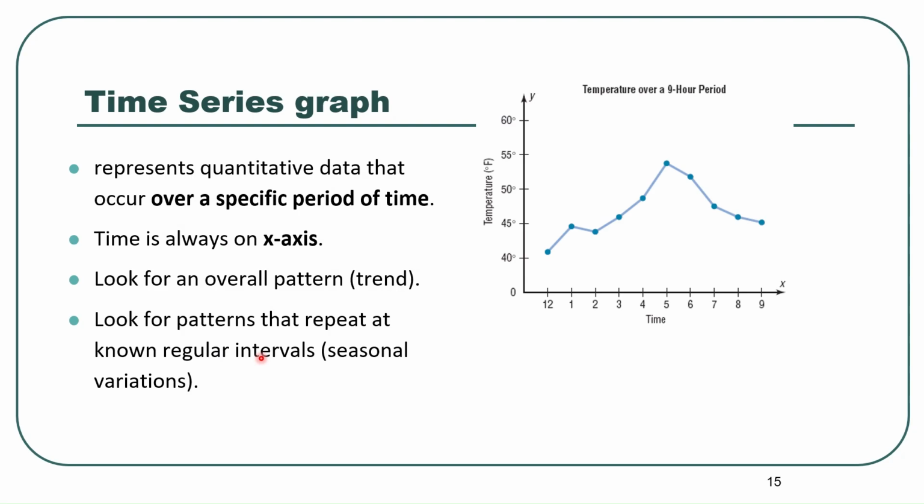So for this graph here, temperature over a 9-hour period, at 12 o'clock the temperature was around 41, I would say, and at 1 o'clock it is roughly 44, and you just represent your data according to the time it appeared.